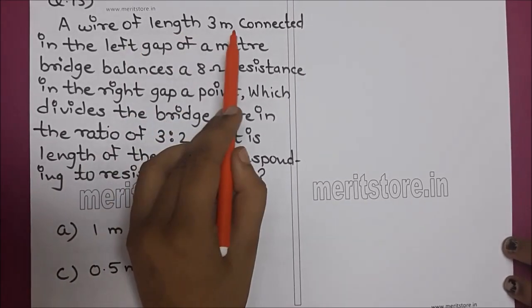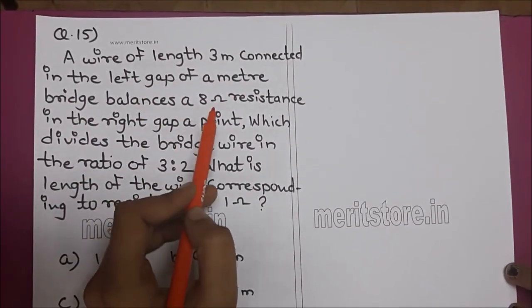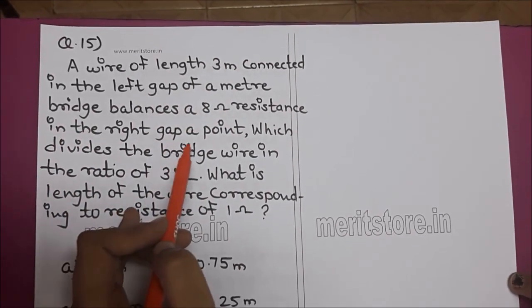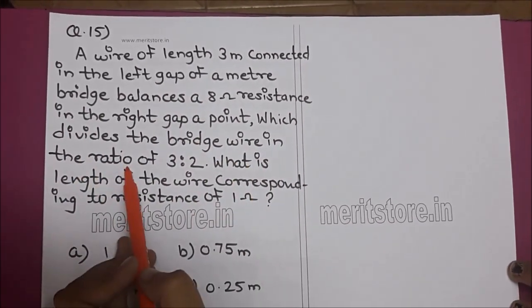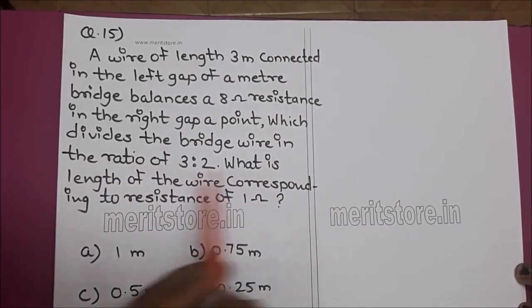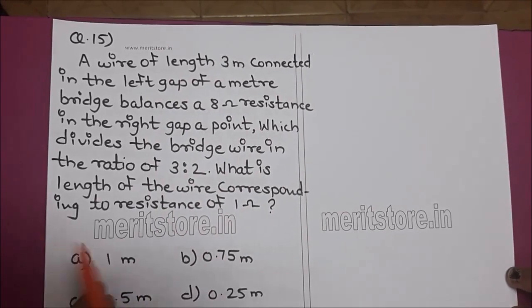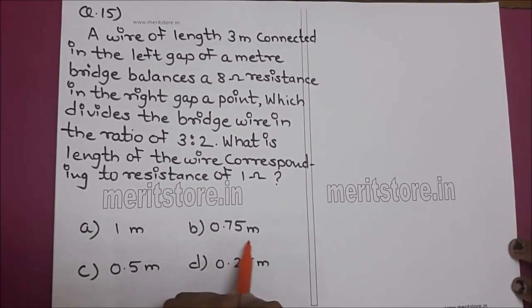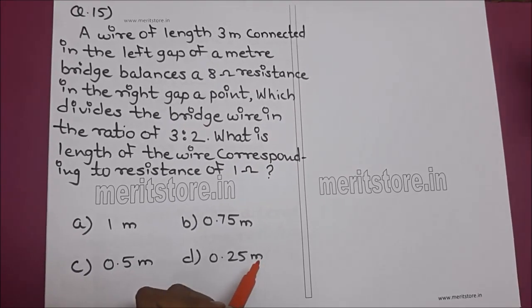A wire of length 3 meter connected in the left gap of a meter bridge balances a 8 ohm resistance in the right gap at a point which divides the bridge wire in the ratio of 3 by 2. What is the length of the wire corresponding to the resistance of 1 ohm? A) 1 meter, B) 0.75 meter, C) 0.5 meter, D) 0.25 meter.